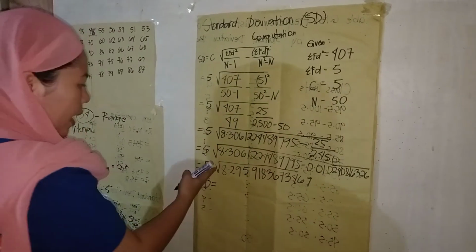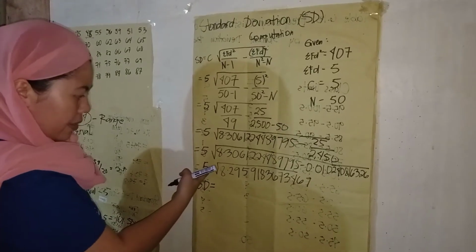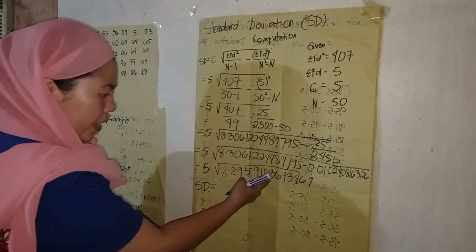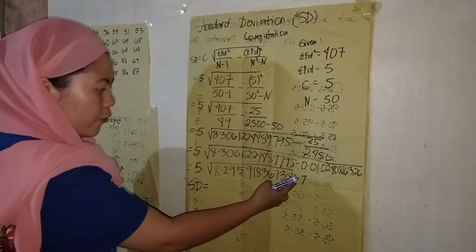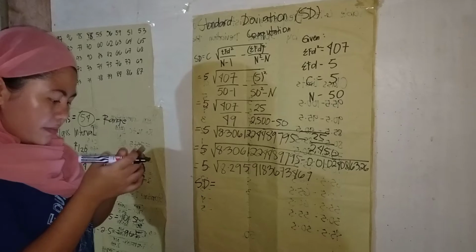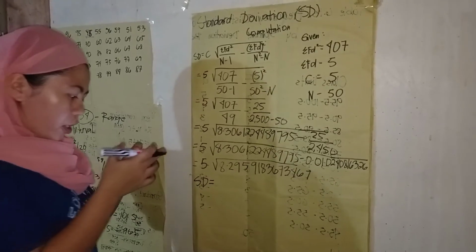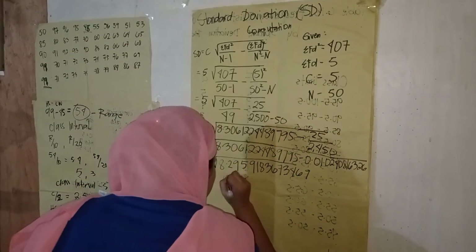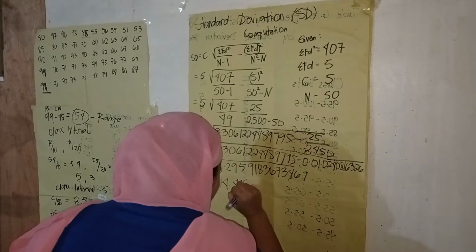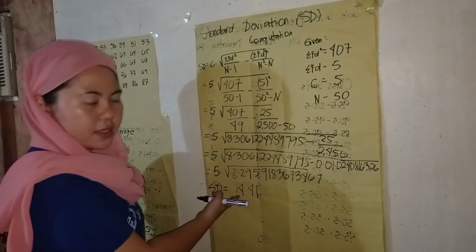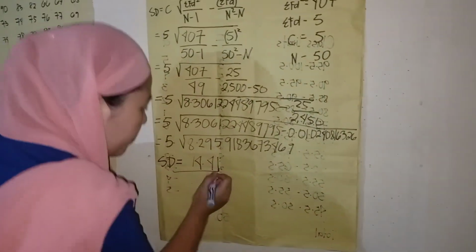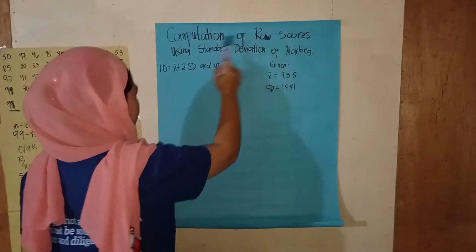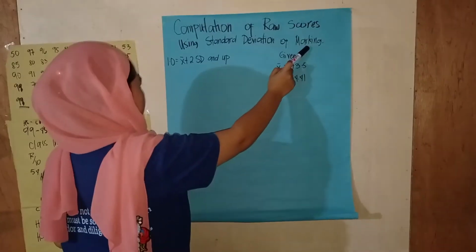So our next step is how to get the standard deviation. We need to multiply the 5 times the square root of 8.2959183673469 equals 14.41. So here our standard deviation is 14.41.